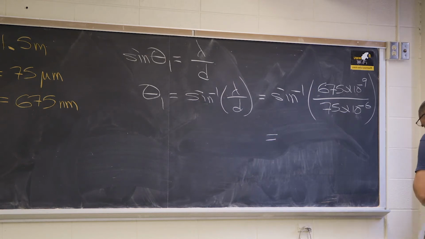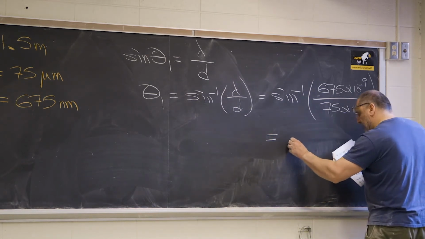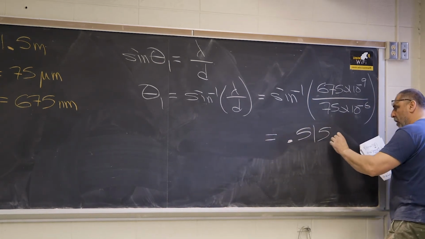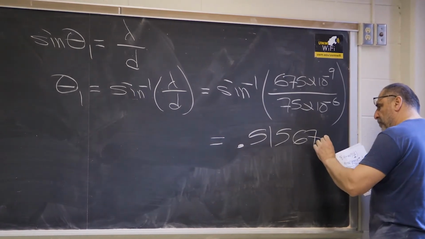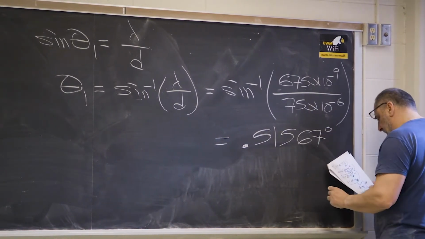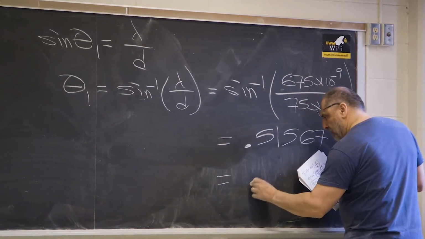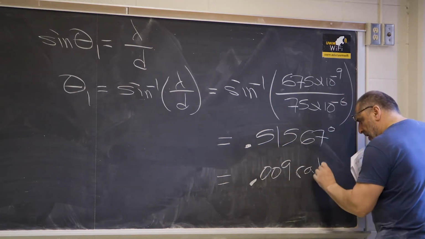let's just see what I've got. I've got the notes here as well regarding that. You're going to get 0.51567 degrees, which is equal to 0.009 radians.